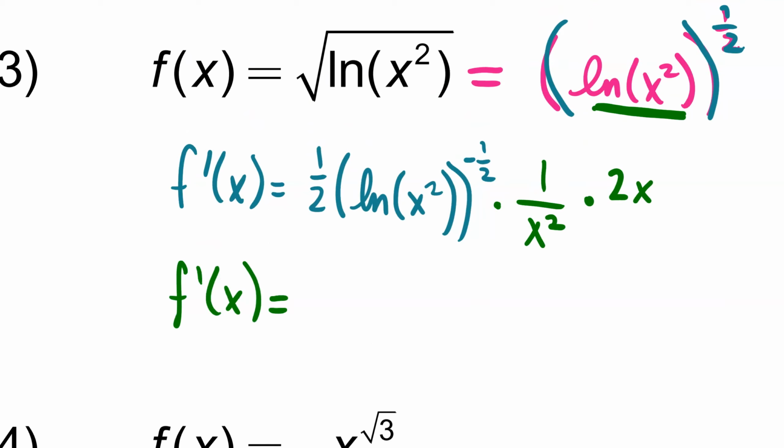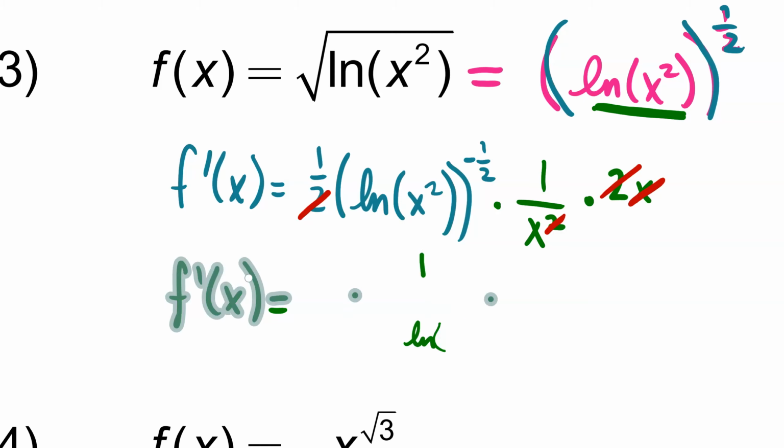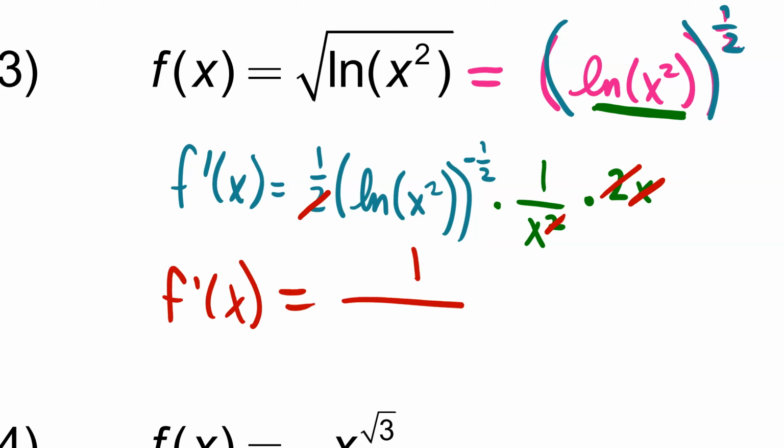So, 1/2 times 1 over the square root of ln of x squared, times, let's see, the 2's cancel out here. One of the x's goes away. I'll just write it that way. So f prime of x is going to be 1 over x times the square root of ln of x squared.